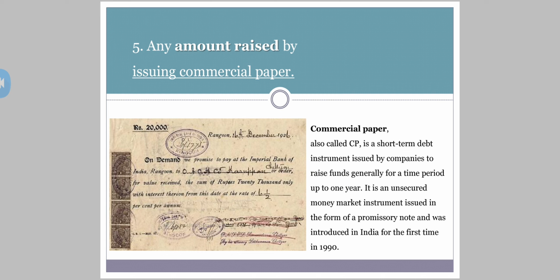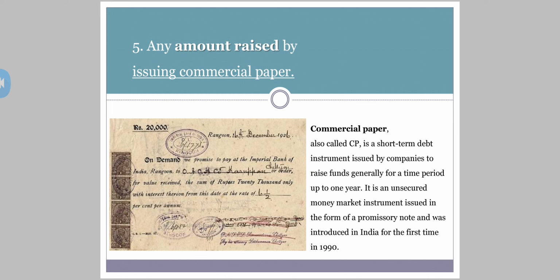Commercial paper, also called CP, is a short-term debt instrument issued by companies to raise funds, generally for a period of up to 1 year. When the company requires an amount for less than a year, at that time the company raises funds and gives a commercial paper. A commercial paper is nothing but a paper giving an assurance, a proof under the company's name with the common seal that the company is going to raise some money.